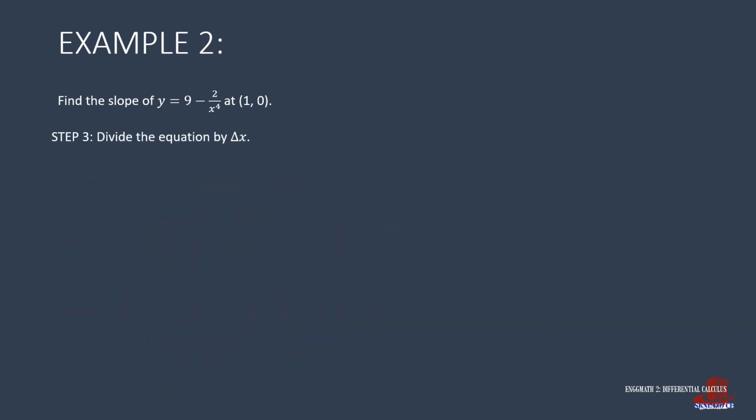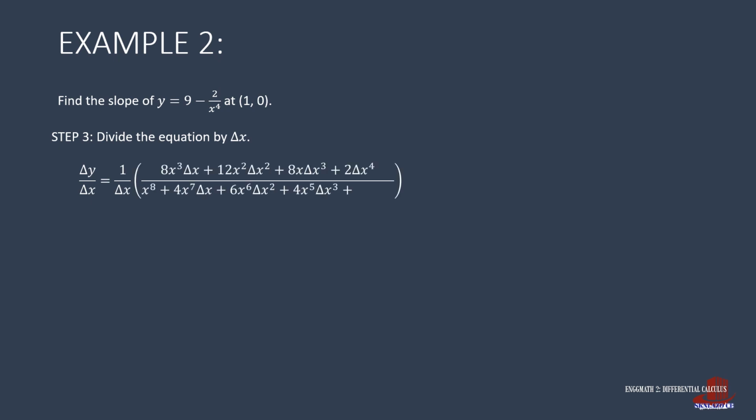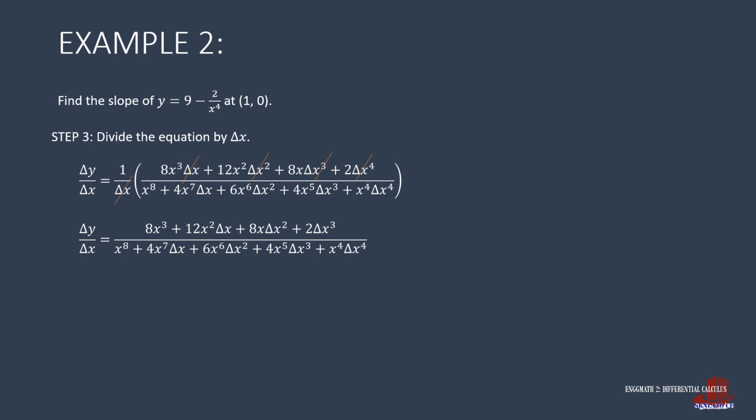Step 3 can simplify the equation as we divide by delta x, or that is by multiplying the equation with the reciprocal of delta x to come up with delta y all over delta x is equal to 8x cubed plus 12x squared delta x plus 8x times the square of delta x plus twice the cube of delta x, and again everything is over x raised to 8 plus 4 times x raised to 7 delta x plus 6 times x raised to 6 with the square of delta x plus 4 times x raised to 5 with the cube of delta x plus x to the 4th power times delta x raised to 4.